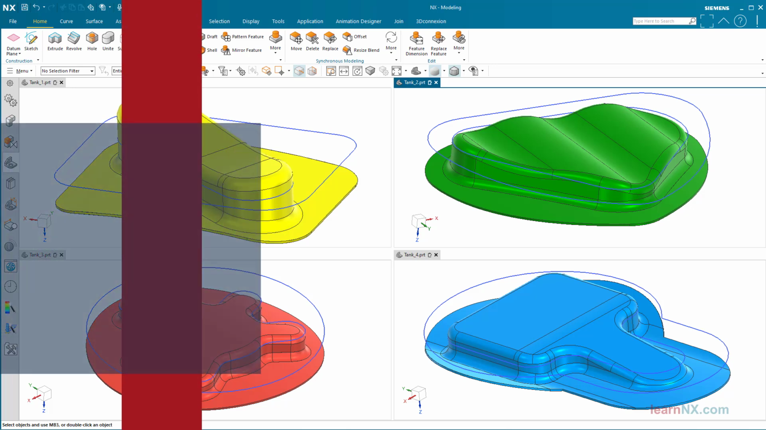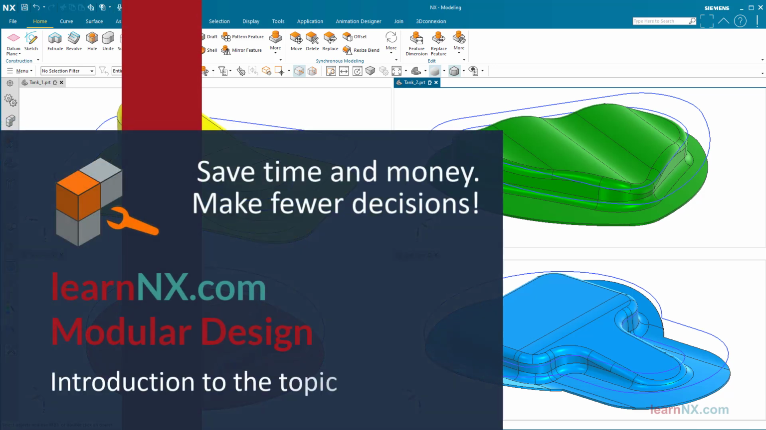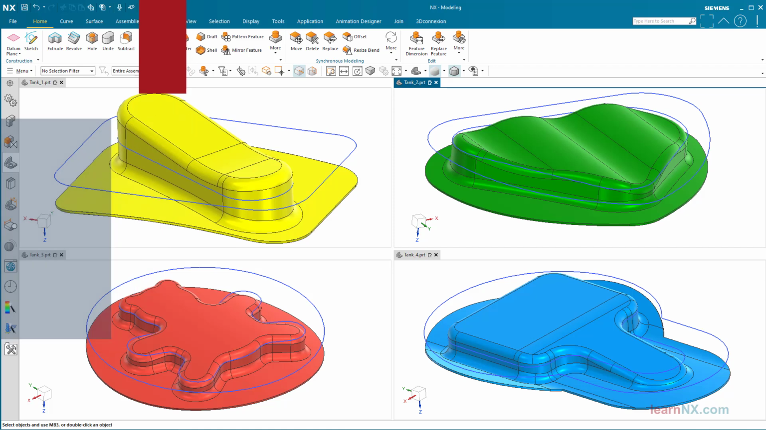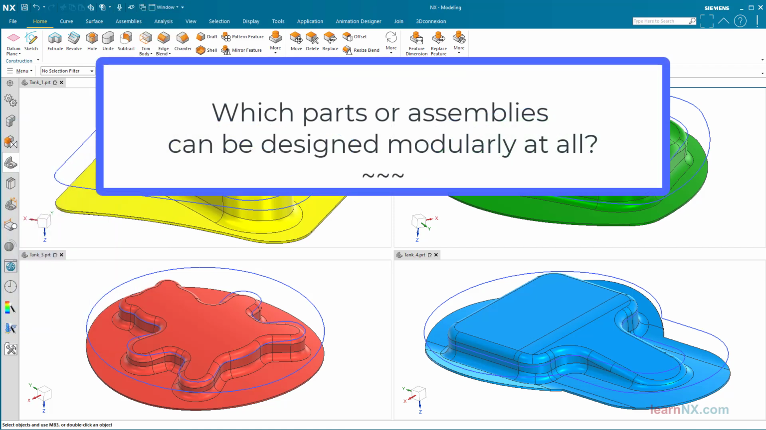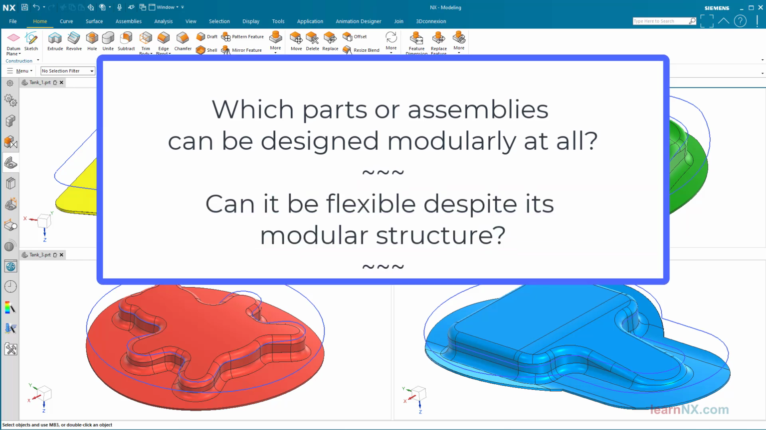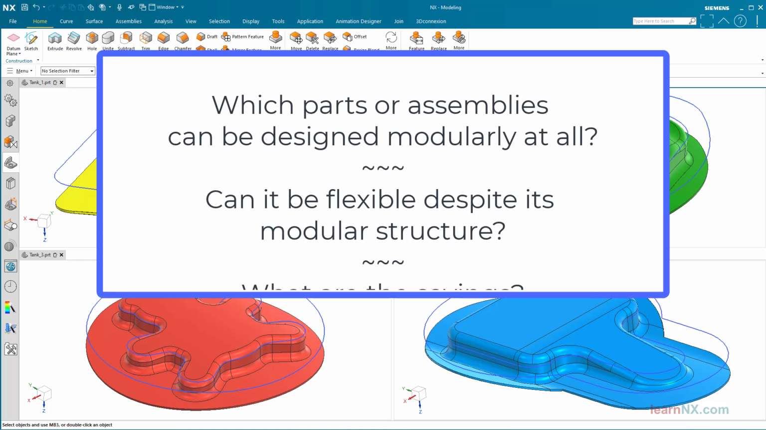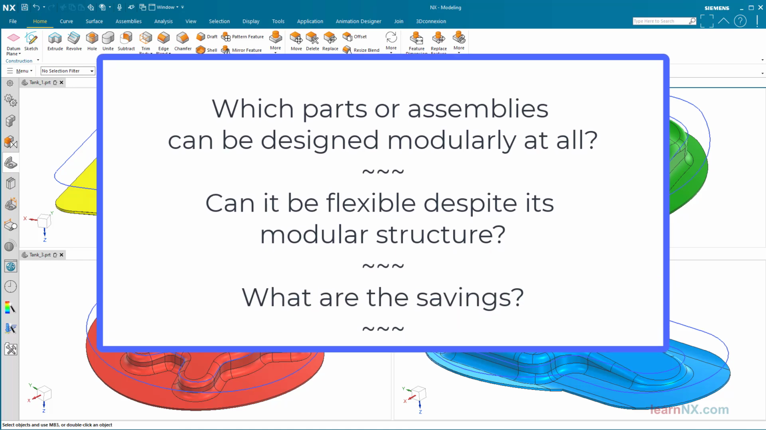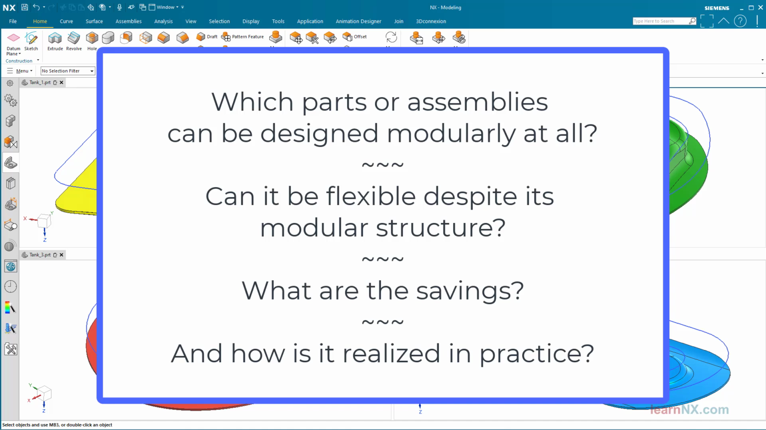Save time and money. Make fewer decisions. To start off this extensive topic, we first need to answer some basic questions. Which parts or assemblies can be designed modularly at all? A tip: there are more than you think. Can it be flexible despite its modular structure? What are the savings? And how is it realized in practice?